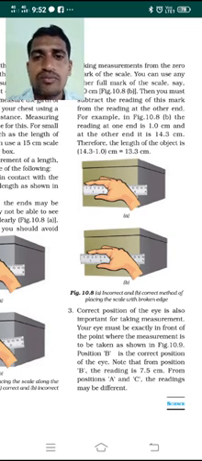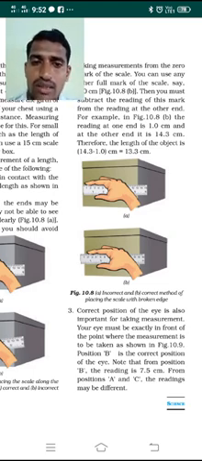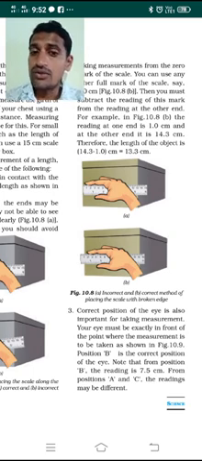Now what you need to do: 14.3 centimeter minus 1 centimeter equals 13.3 centimeter. You must show the exact length, therefore the length of that object is 13.3 centimeter. You must subtract that 1 centimeter. So I hope you have understood this concept now.